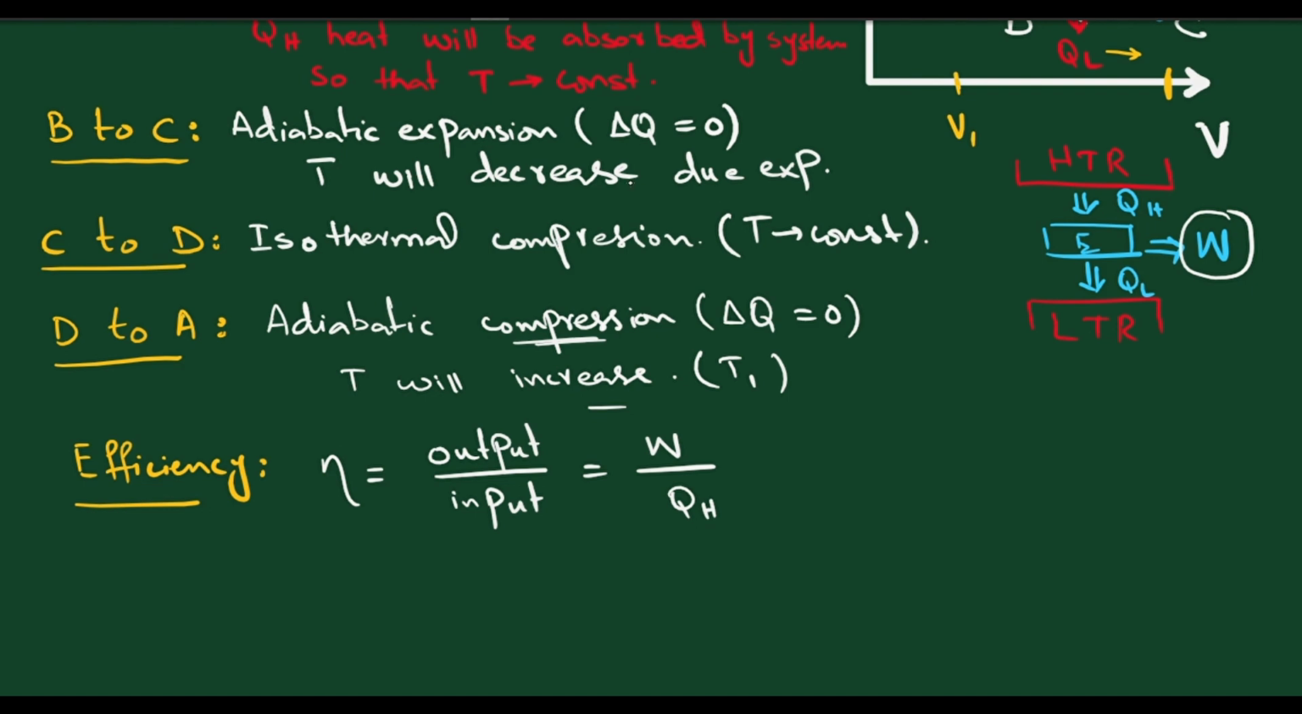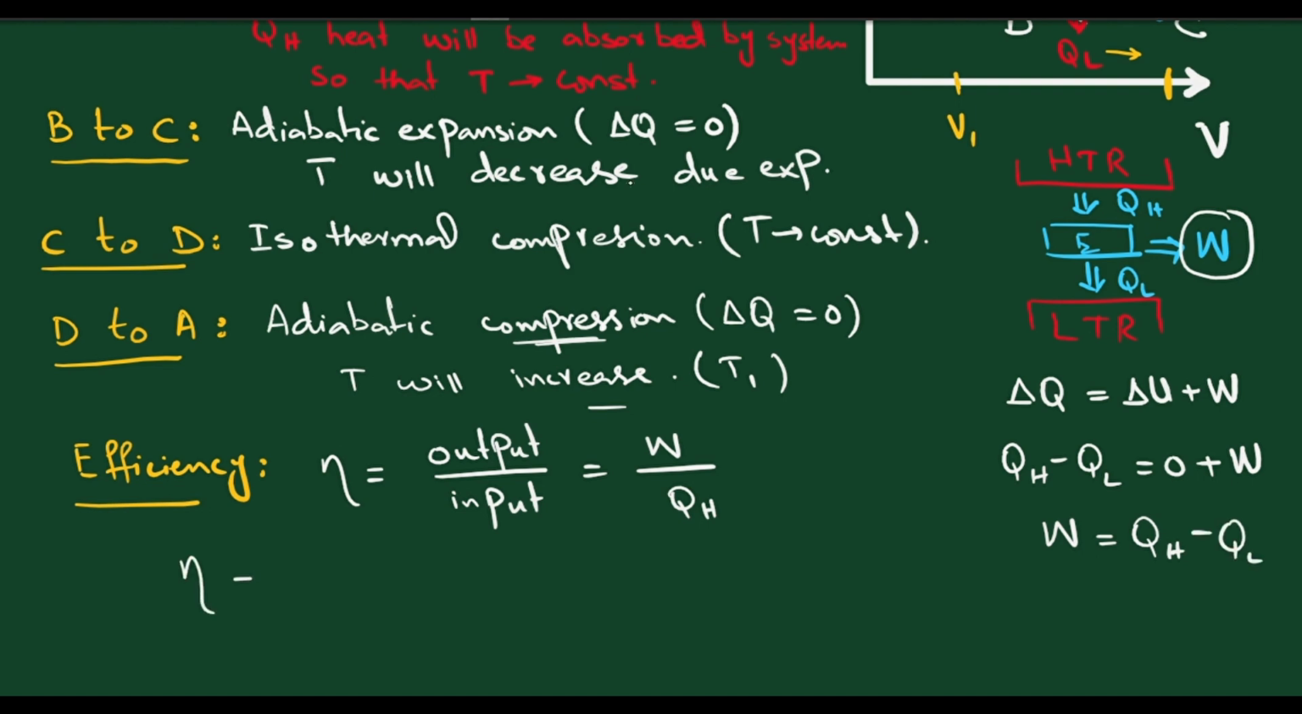The work done in the cyclic process, according to the first law of thermodynamics, delta Q is equal to the change in internal energy plus work done, and delta Q is the difference of the heat absorbed and the heat expelled to the low temperature reservoir, which is QH minus QL. The change in internal energy is 0, because it is a cyclic process, so the work done is equal to QH minus QL. The efficiency is equal to output, which is the work done, QH minus QL, divided by QH. It can be written as efficiency is equal to 1 minus QL over QH.